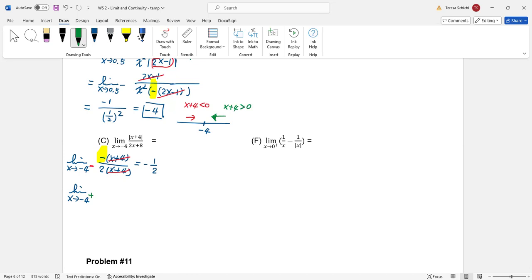So if it's greater than 0, I can just break it out from the absolute value directly. So it's x plus 4. So the bottom still is x plus 4, and then the x plus 4, you can cancel out. And so the limit is 1/2.